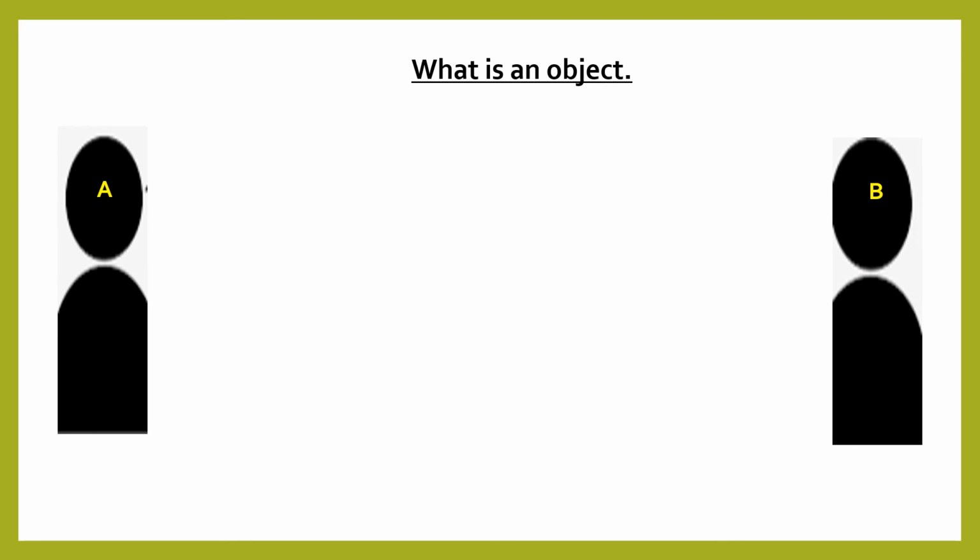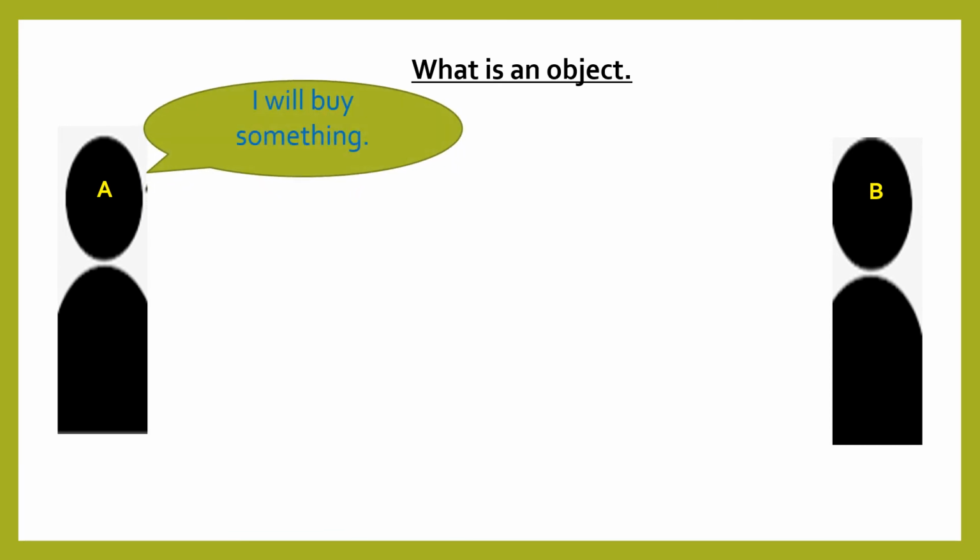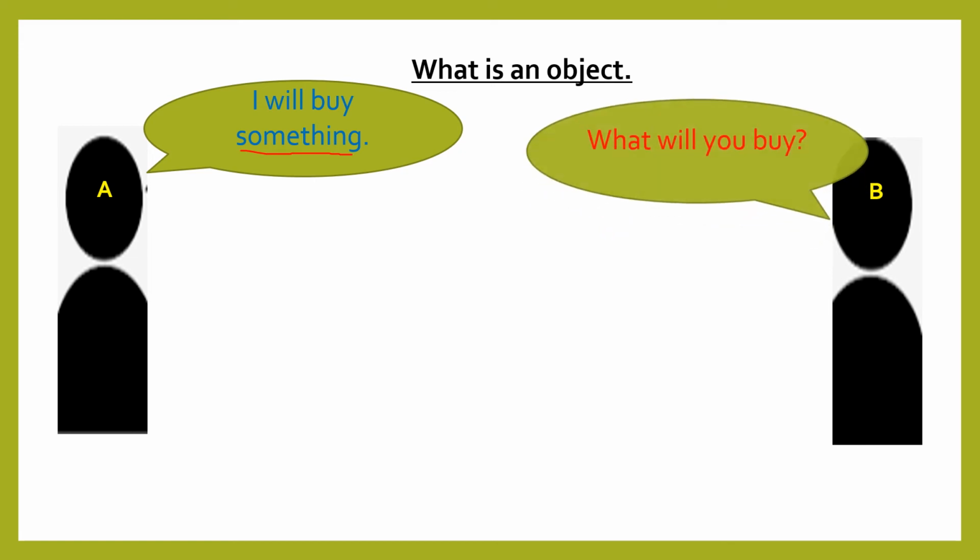Okay, what as an object. So how do we make questions with what when it is an object of a sentence? Let's have a look at a sentence. A says, I will buy something. Here, something is an object of buy. Okay, so we need what. I'll give you this question first. Okay, so what is for something. You want to know what something is, so what?